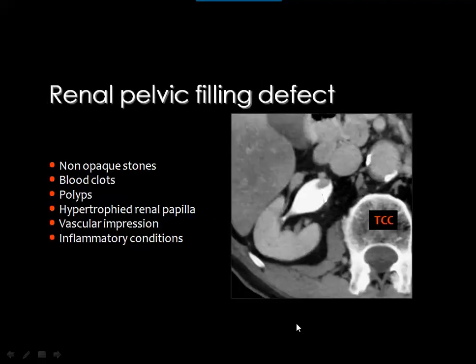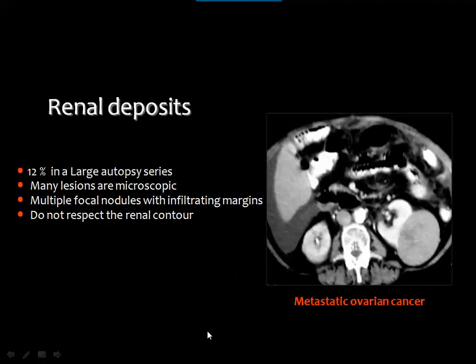Then what are the possibilities for a pelvic filling defect? Of course, if this defect is mobile, then you may consider radiolucent stones or blood clots. But if it is not mobile, then you consider transitional cell carcinoma, polyps, hypertrophied renal papilla, sometimes a vascular impression, and some of the inflammatory conditions.